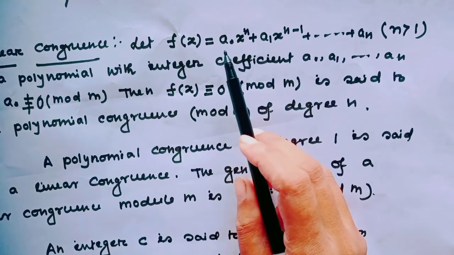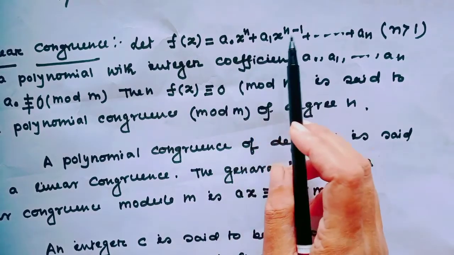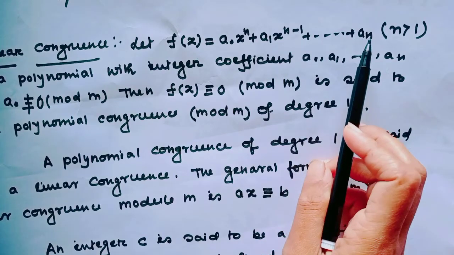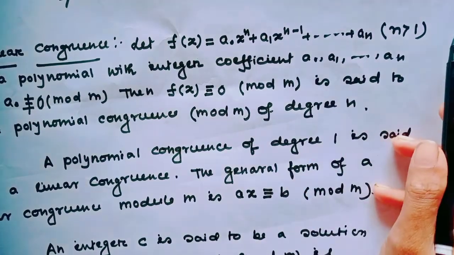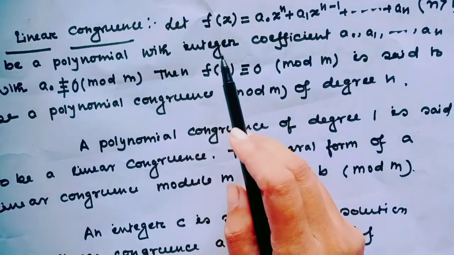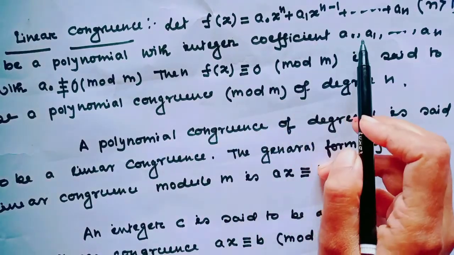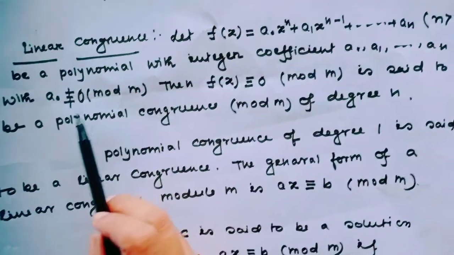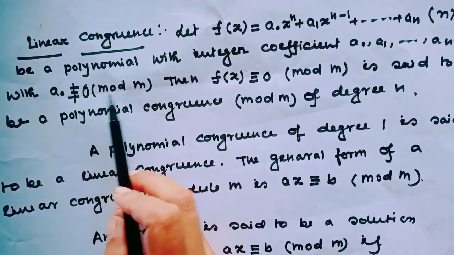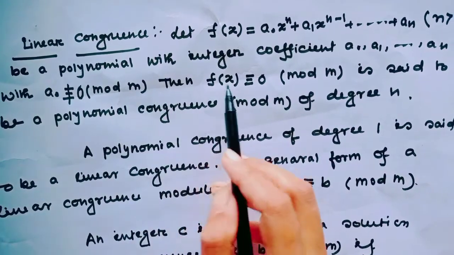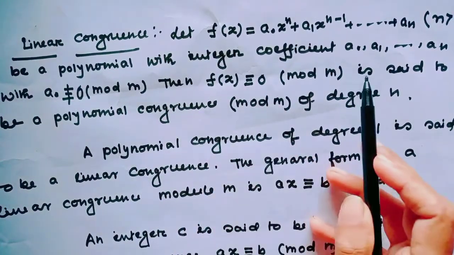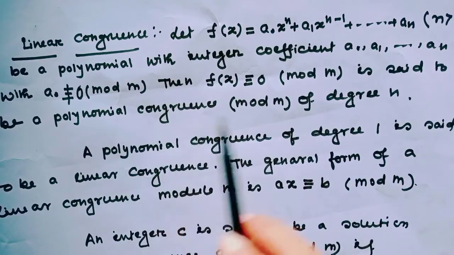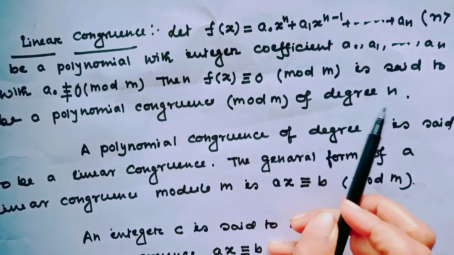Let f(x) equal a0 x^n plus a1 x^(n-1) plus dot dot dot plus an, with n greater than 1, be a polynomial with integer coefficients a0, a1, and so on up to an. If a0 is not congruent to 0 modulo m, then f(x) congruent to 0 modulo m is said to be a polynomial congruence modulo m of degree n.